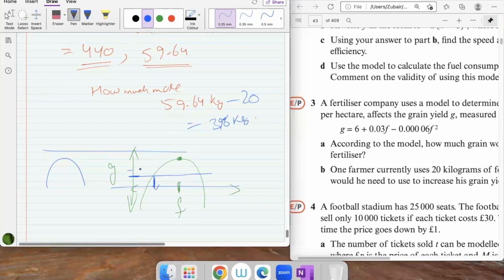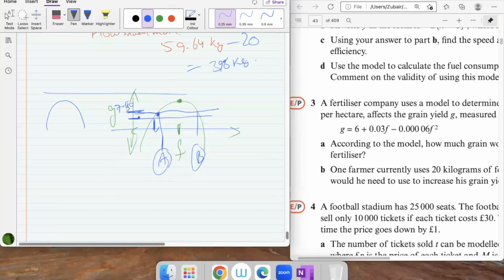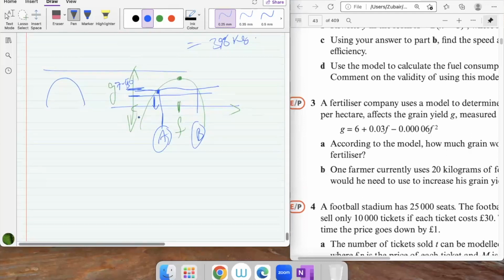When we increased it by 1 ton, the new value is 7.56. So we can get this new yield at two values, value A and value B. 400 kg will give the same yield and 59.64 will give the same yield. So at this particular value, definitely we will not add 440 kgs of fertilizer. We'll only use 59.64. And how is that practically possible?